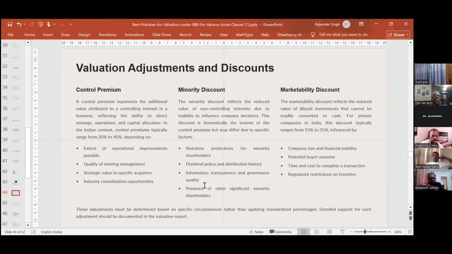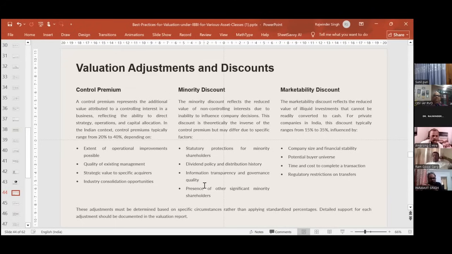Then you have to take into consideration minority discount. What is minority discount? The minority discount reflects the reduced value of a non-controlling interest due to inability to influence company decisions. This discount is theoretically the inverse of the control premium, but may differ due to specific factors such as statutory protections for minority stakeholders, dividend policy and distribution history, information transparency and governance quality, and presence of other significant minority shareholders.